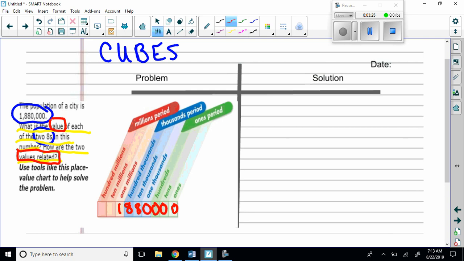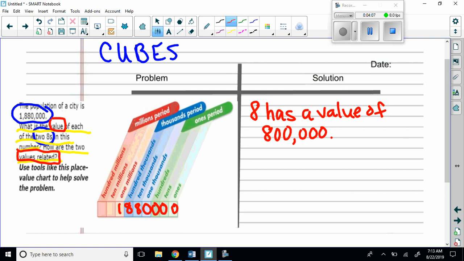Now this is kind of helping me evaluate the problem. I know what the place value is of each digit. And I'm going to go ahead and solve the problem based on where the numbers are placed in this place value chart. So I'm going to look at the first 8, since I have to look at both of them. And I see the first 8 is in the 100,000s place. So the first 8 in this number is going to have a value of 800,000.